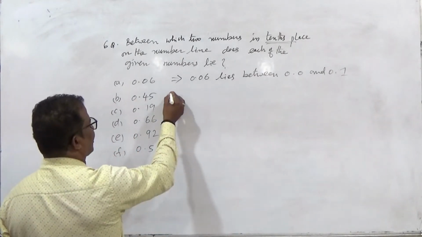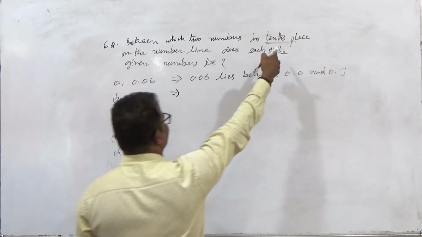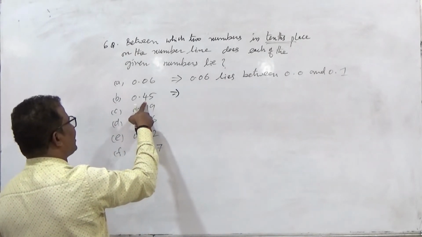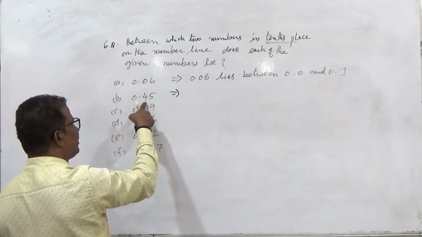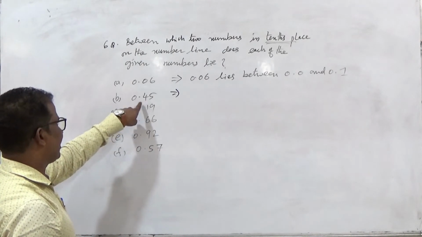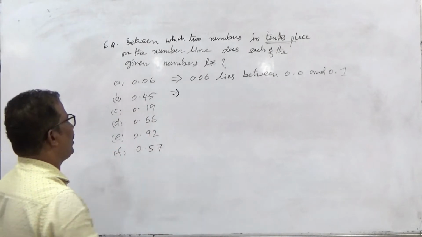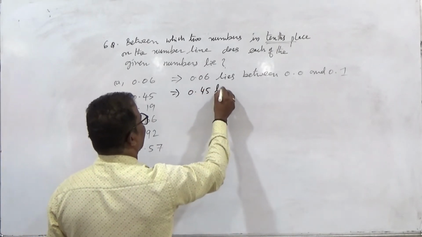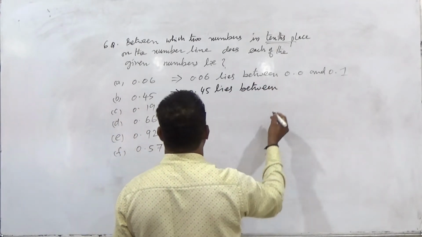Similarly, for the next number, it is 0.45. So in the tenths place we have to see how much it is. 4. That means this number is greater than 0.4 but less than 0.5, because in the tenths place it is 4. So we can write like this: 0.45 lies between which two numbers?